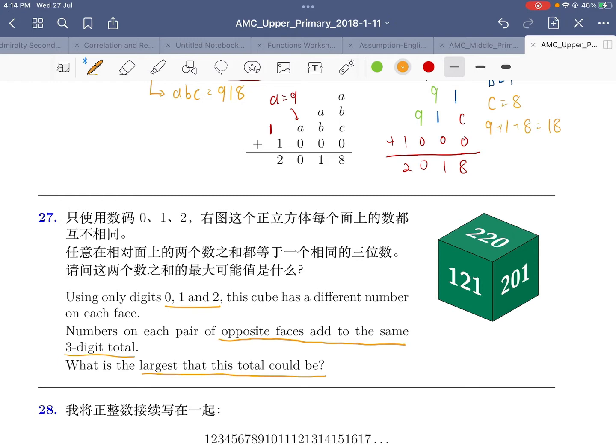So let's take a look at what possible sides there are here. Well, we have the top view. We also have the front view.